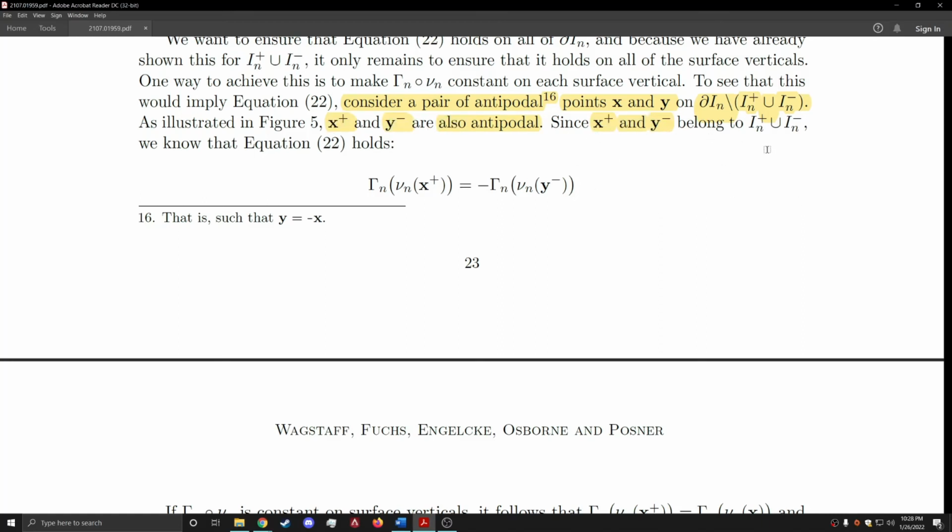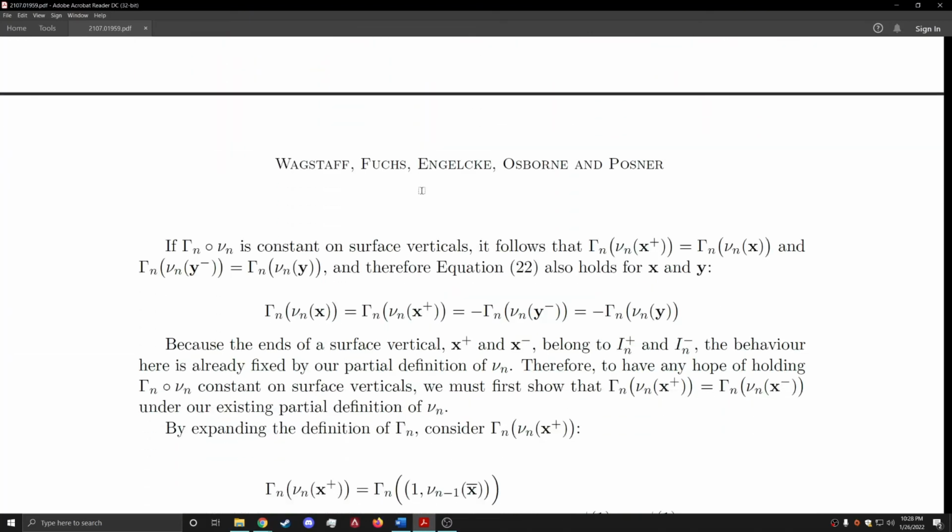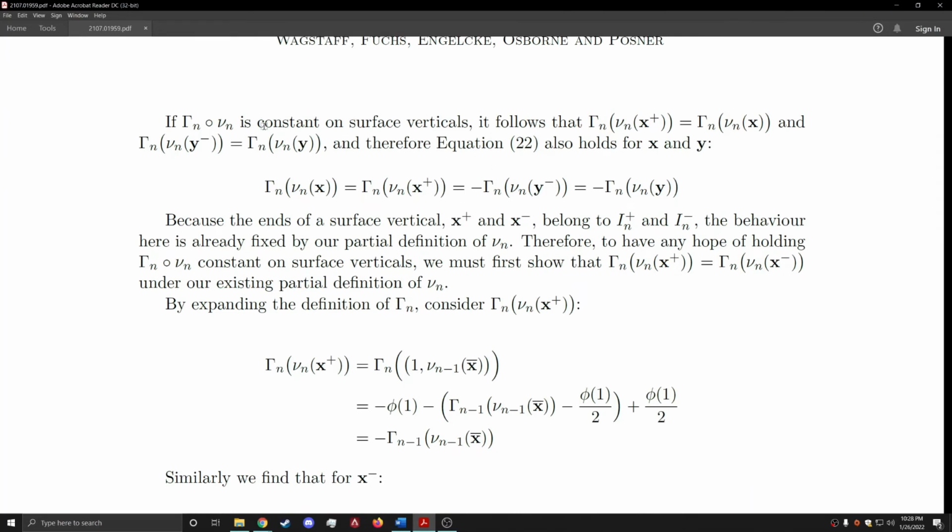X plus and y minus, we're just going to talk about this in terms of functions real quick. So we're saying that y is equal to negative x. So if we did this right, this y minus should equal x positive, because these 2 are basically opposites of each other, as we see right here in point 16. So all we need to do is show this, and we are good to go. Let's see, it's constant on surface verticals. So we can just say that the gamma n, using nu n of x plus, is equal to this. We're just giving it constant values, and we can just slap in the x plus and the y minus here.